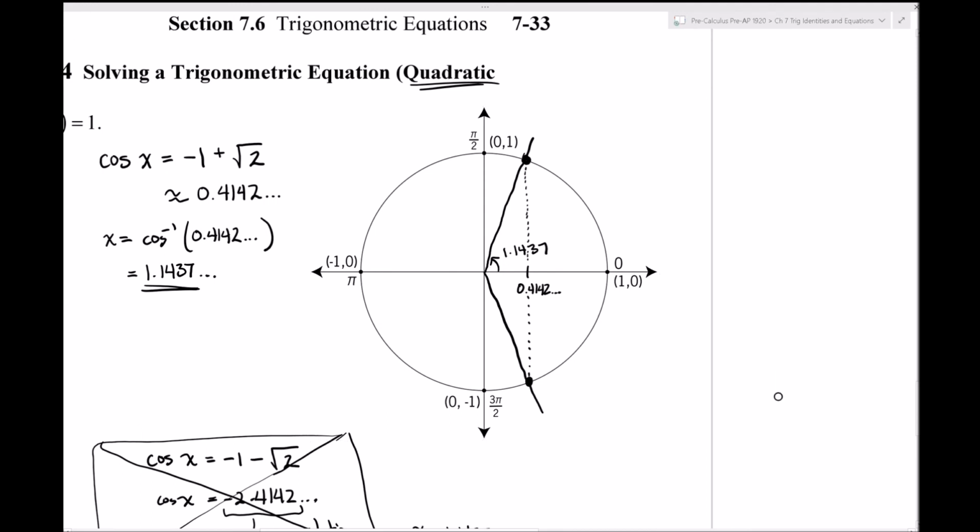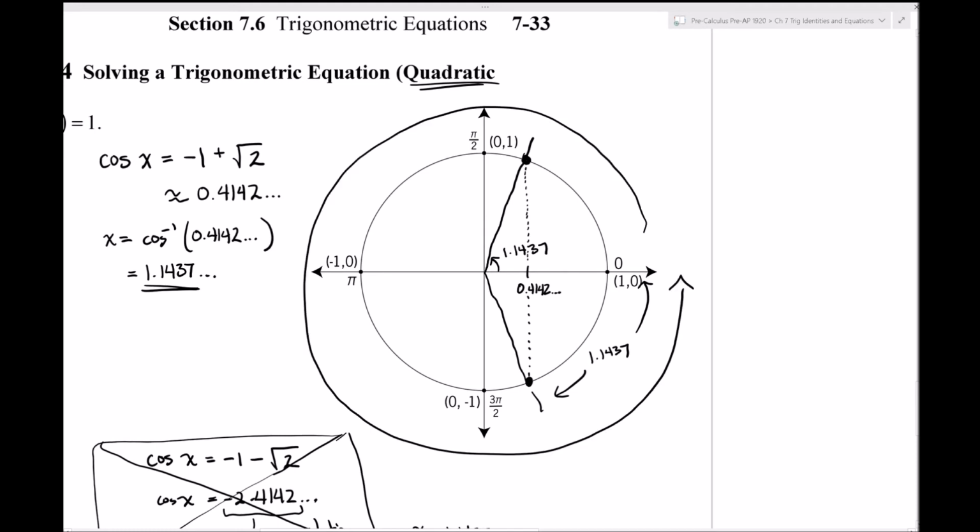How do I find the other one that's still in the primary circle? So I want to know what that is between here all the way out that way. And how do I get that done? One way is to take the value that we got and subtract it from 2 pi. So from here to here, this is 1.1437. The whole way through, though, is 2 pi. So I'm going to subtract this piece off of it, and that's going to give me the one that I want.